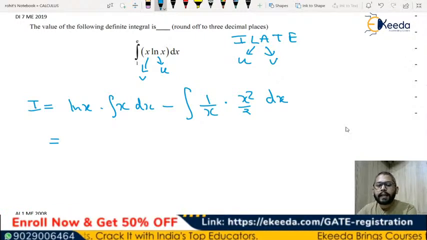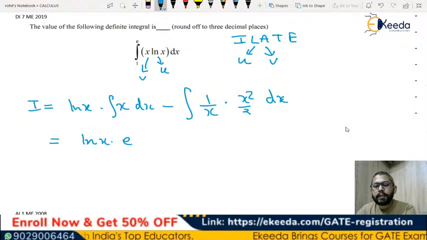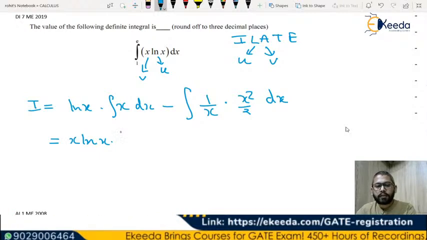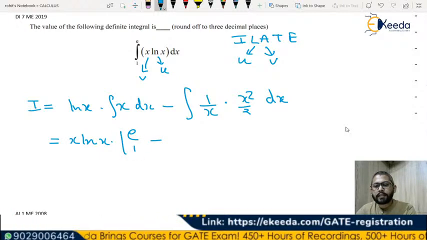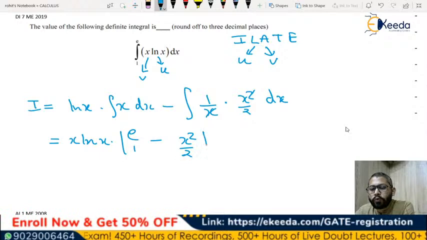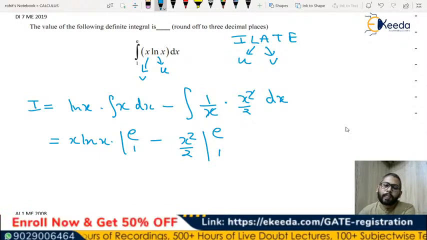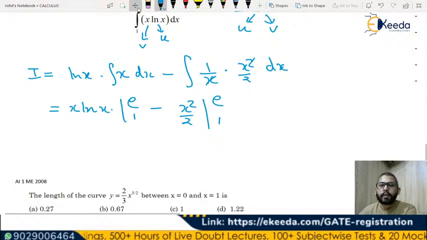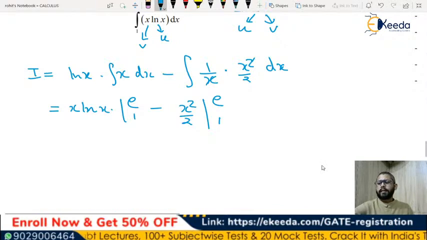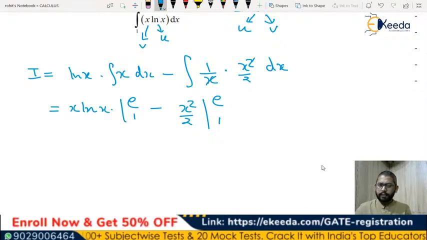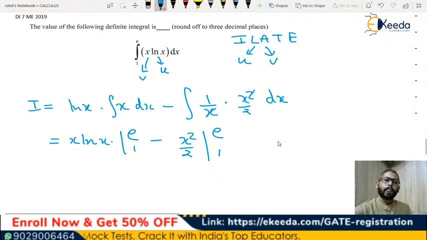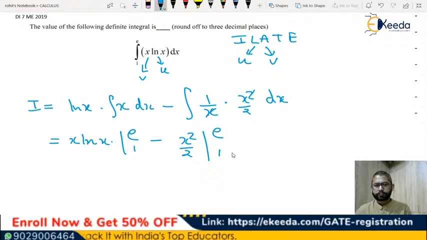So this becomes ln x into x from 1 to e, minus this x and x square, like one term will get reduced, and it will be x square by 2 for the limit 1 to e. Right? So nothing much, you'll have to put the values. What are the options? Okay, this is a decimal question, so you'll have to calculate and find the value.